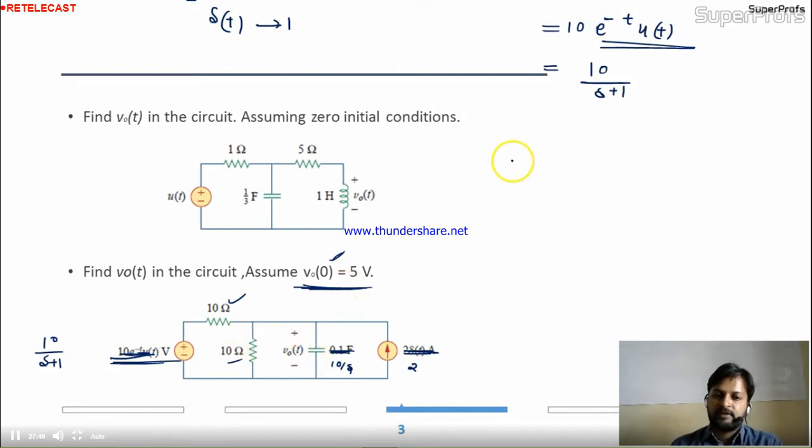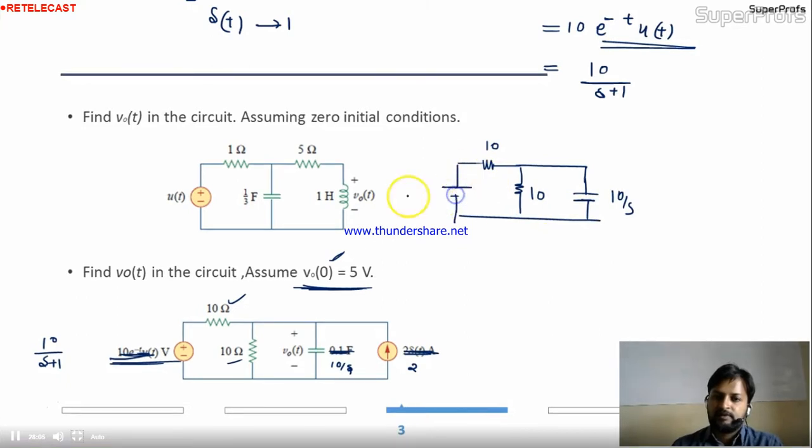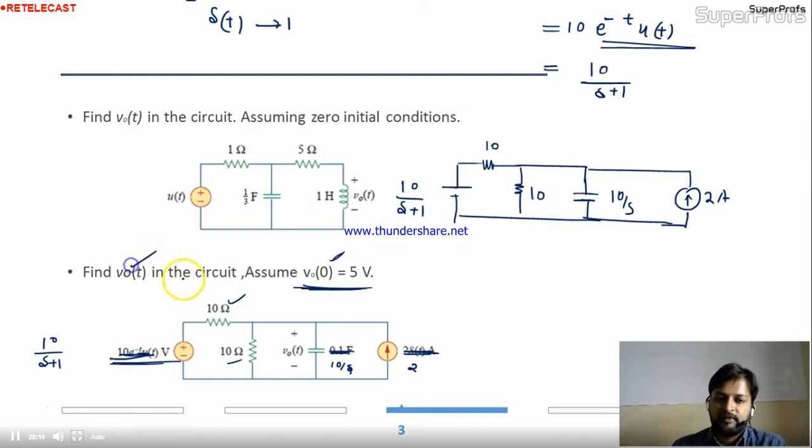So this is simply 2. Okay, so your new circuit is, here I am drawing your circuit. Here the value is 10 by s. Okay, fine. This is the voltage source and the value of this source is 10 divided by s plus 1, and this is simply 2 ampere. Now what they are asking is V naught t. Here is the V naught t, meaning the voltage across this capacitor at this point, V naught s I can say. V naught s is nothing but the voltage across this.